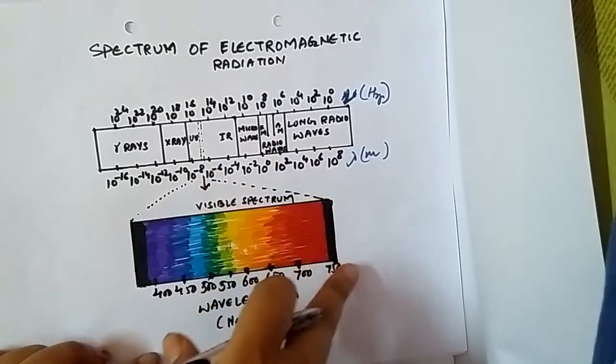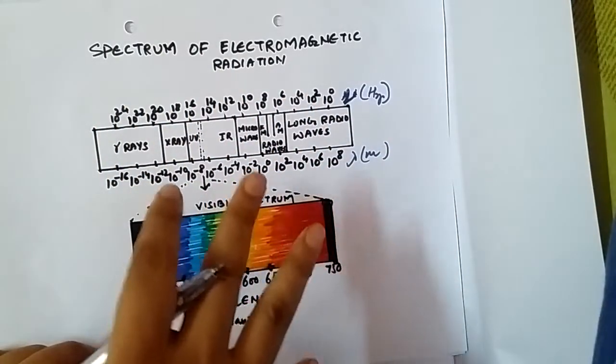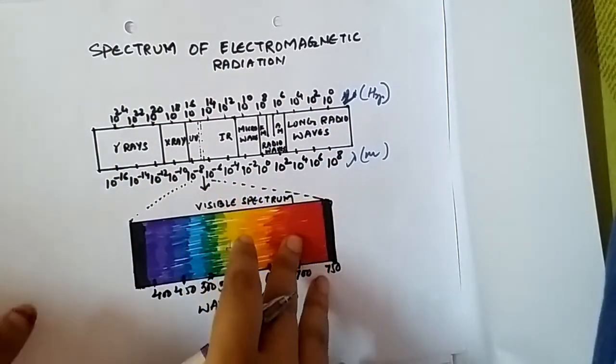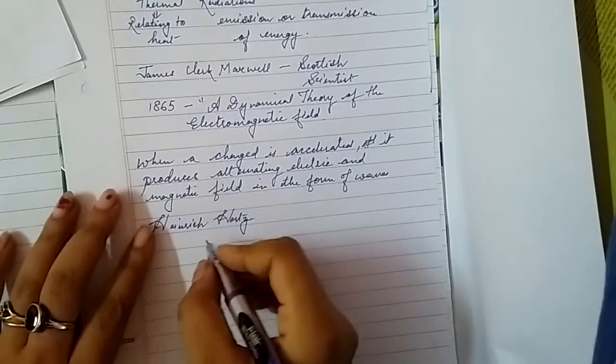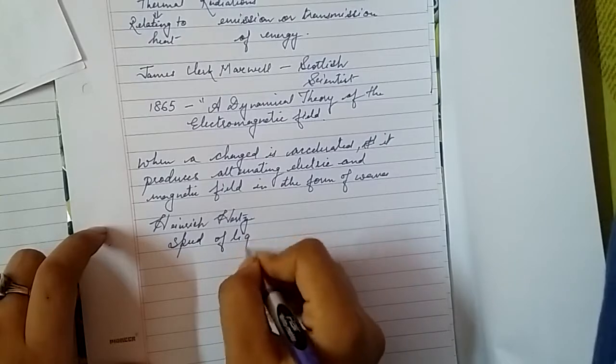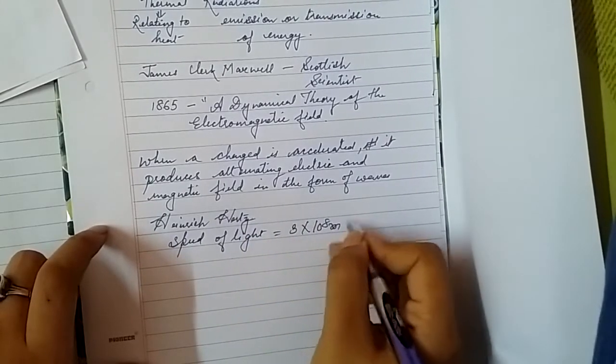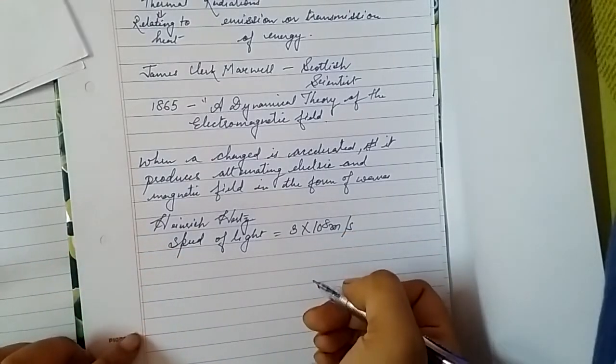Now all these kinds of electromagnetic waves travel in vacuum with the speed of light, which is 3 into 10 to the power 8 meter per second.